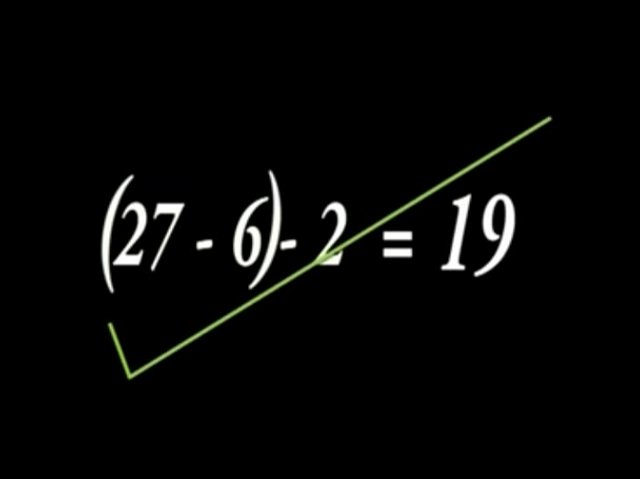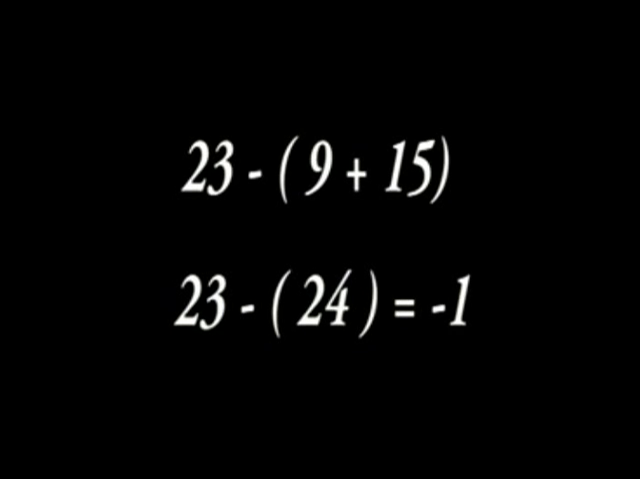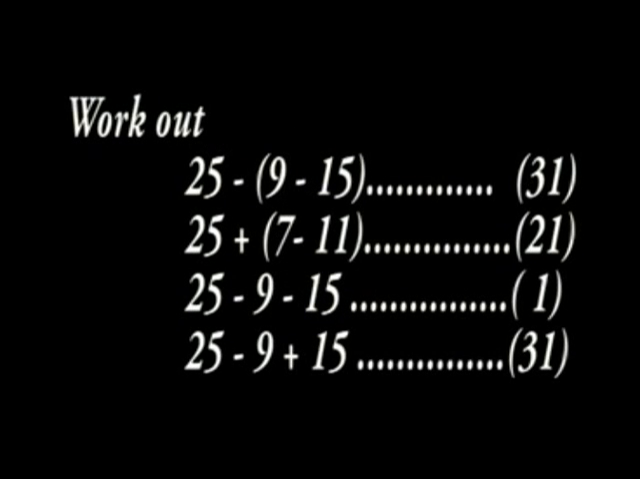However, when a bracket is already included, you must first work out what is in the bracket. For example, 23 minus (9 plus 15) means you add 9 and 15, then subtract your answer from 23, which will give you 23 minus 24, and the answer is minus 1. Work out the following and see if you get the answers provided.